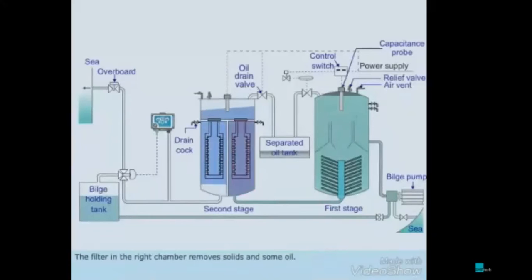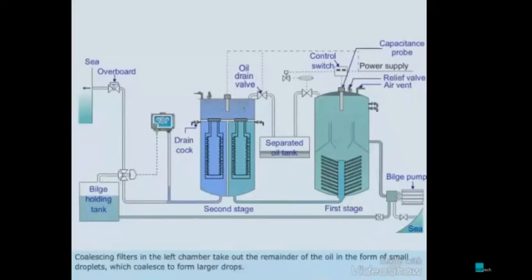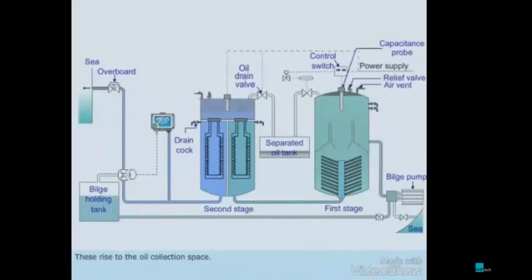The filter in the right chamber removes solids and some oil. Coalescing filters in the left chamber take out the remainder of the oil in the form of small droplets, which coalesce to form larger drops. These rise to the oil collecting space. Oil content of the final discharge is below 15 ppm.